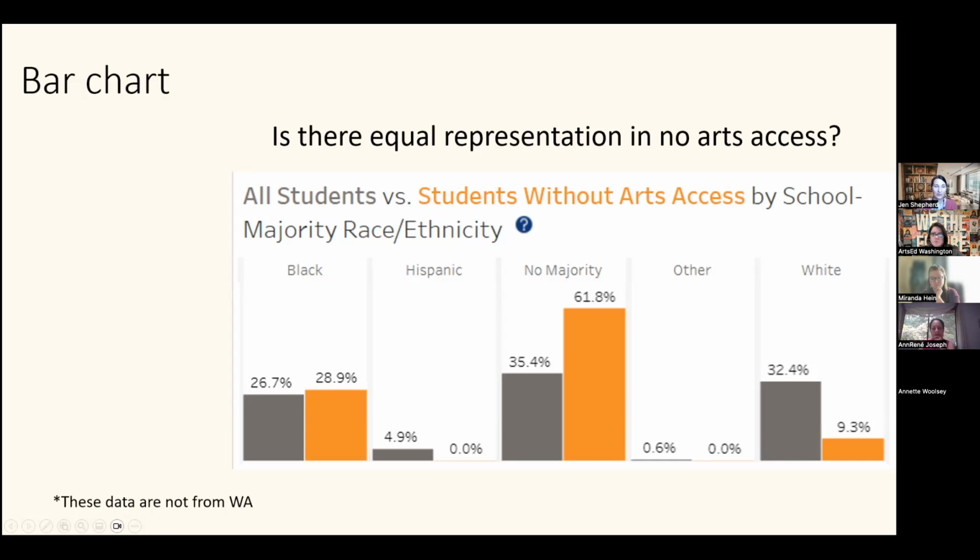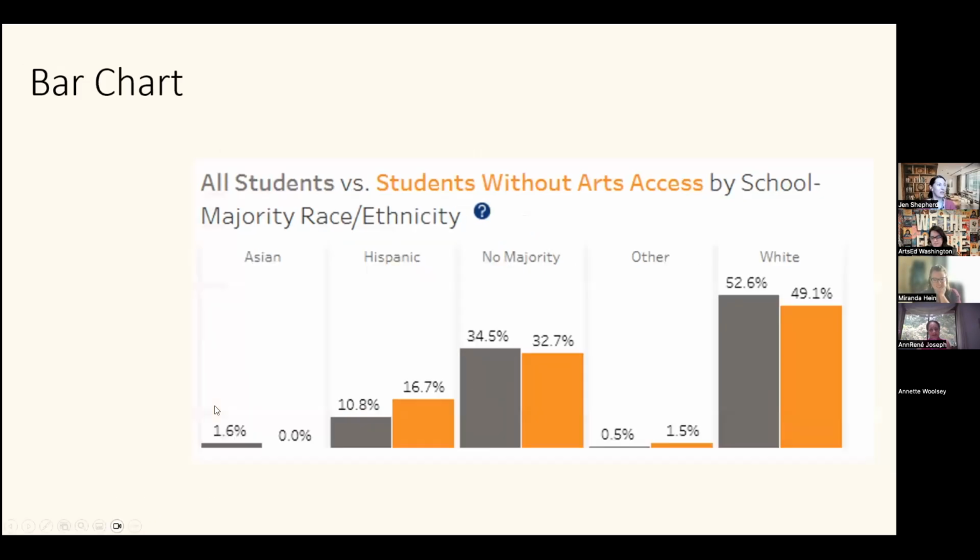So the students in white schools generally do have the arts. Yeah. Students in very diverse schools generally do not. Yep. Okay. That's a much clearer way to phrase it. Yeah, absolutely. So this is an example where we don't have good representation. But if we look at the data from Washington State, this is actually one of the best I've seen.